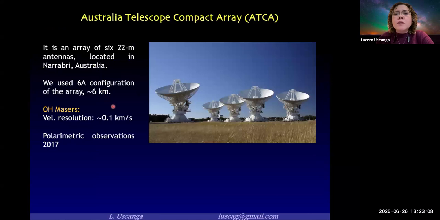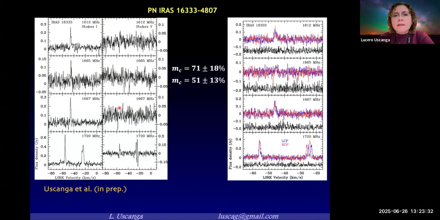We decided to study two of these planetary nebulae in more detail, looking for some variations of the magnetic field in these sources. So we used the Australia Telescope Compact Array using the 6A configuration and a velocity resolution of around 0.1 kilometers per second. We carried out these polarimetric observations back in 2017. And these are the results.